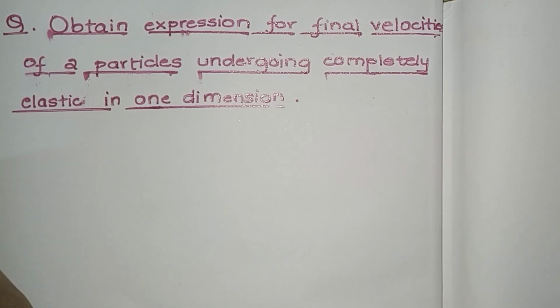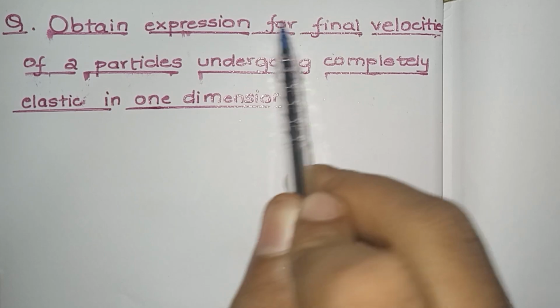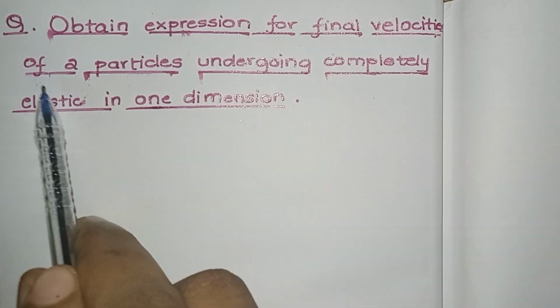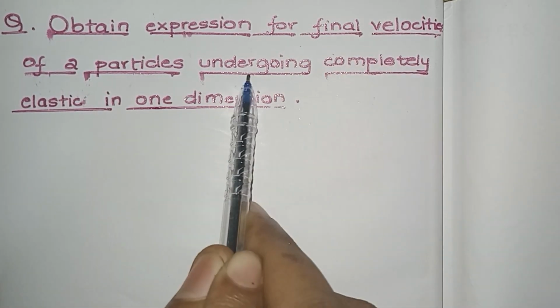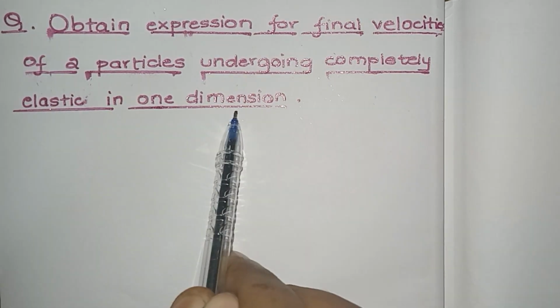Hello everyone. Today we are going to see one of the most important derivations of first PUC: obtain the expression for final velocities of two particles undergoing completely elastic collision in one dimension.